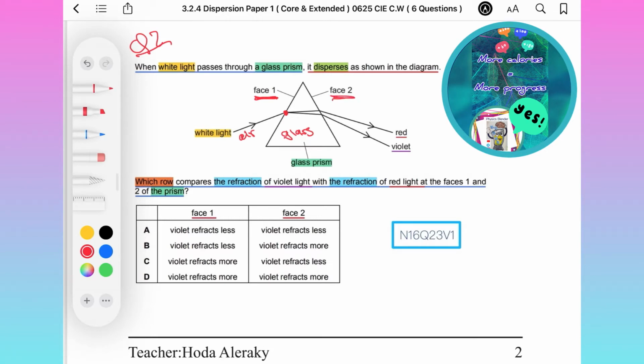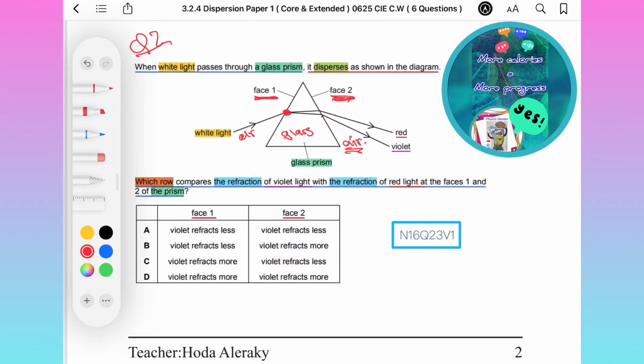What happens here at the second phase of the glass prism? Every single light ray in different colors also will be refracted when they travel from glass to air again. So what takes place at the first phase, phase 1, is dispersion and refraction. But what takes place at the second phase, at this point, is only refraction. Okay, so which row represents the correct statement about refraction of violet light and red light?